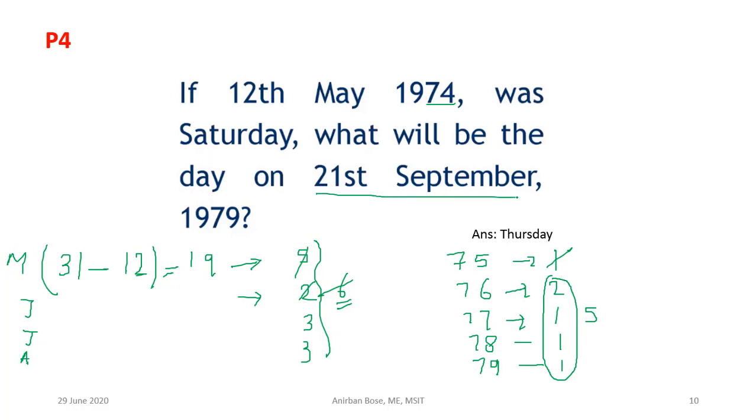Then 21st September. So how many days? 21 days. 21 days means how many odd days? 0 odd days, divisible by 7. So your thing is 5 odd days total. So you have to start from Saturday because 12th May was Saturday. So 5 odd days after Saturday is what? If you just consider 2 before, right? Saturday before is Friday, then before is Thursday. So answer is Thursday.